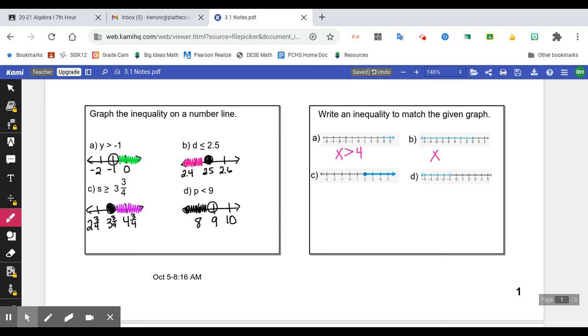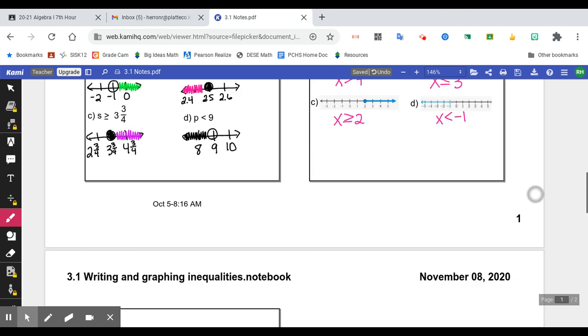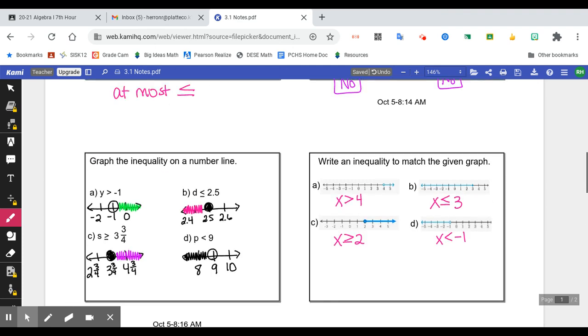x is my variable. 3 is the number it's on. It's going left, so it's less than, but it's filled in, so it needs an equal to. Letter C. x is my variable. 2 is the number it's on. It's going to the right, so it's greater than, and it's filled in, so it needs an equal to. Last one. x is my variable. Negative 1 is the number it's on. It's going to the left, and it's open, so it doesn't have an equal to. Okay. Let me know if you have any questions.